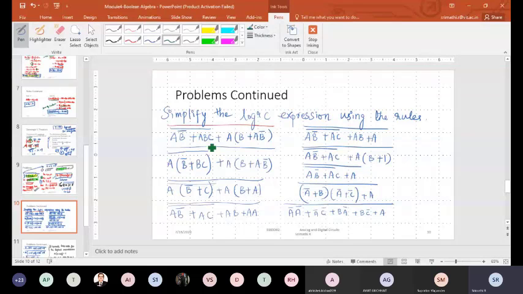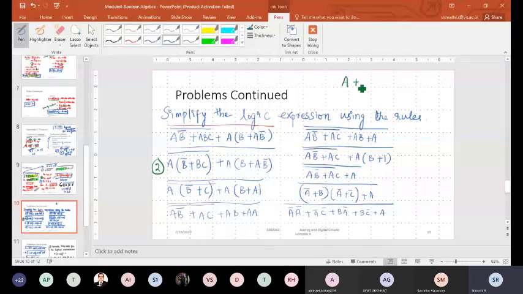Okay. So the given function is (A B bar + ABC)bar + A(B + AB bar)bar. This is the given logical expression. Now the second step: I have taken A commonly out. So A into (B bar + BC). I hope you remember this.